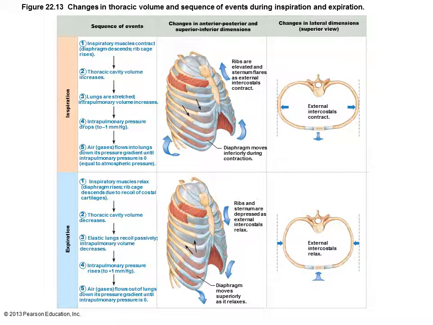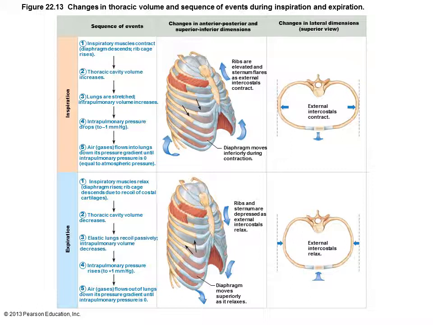Inspiration is an active process. Inspiratory muscles, such as the diaphragm and external intercostals, contract, then thoracic volume increases, and intrapulmonary pressure drops below -1 millimeter of mercury. The lungs stretch, the intrapulmonary volume increases, and air flows into the lungs down its pressure gradient until intrapulmonary pressure equals atmospheric pressure. Expiration is a normally passive process.